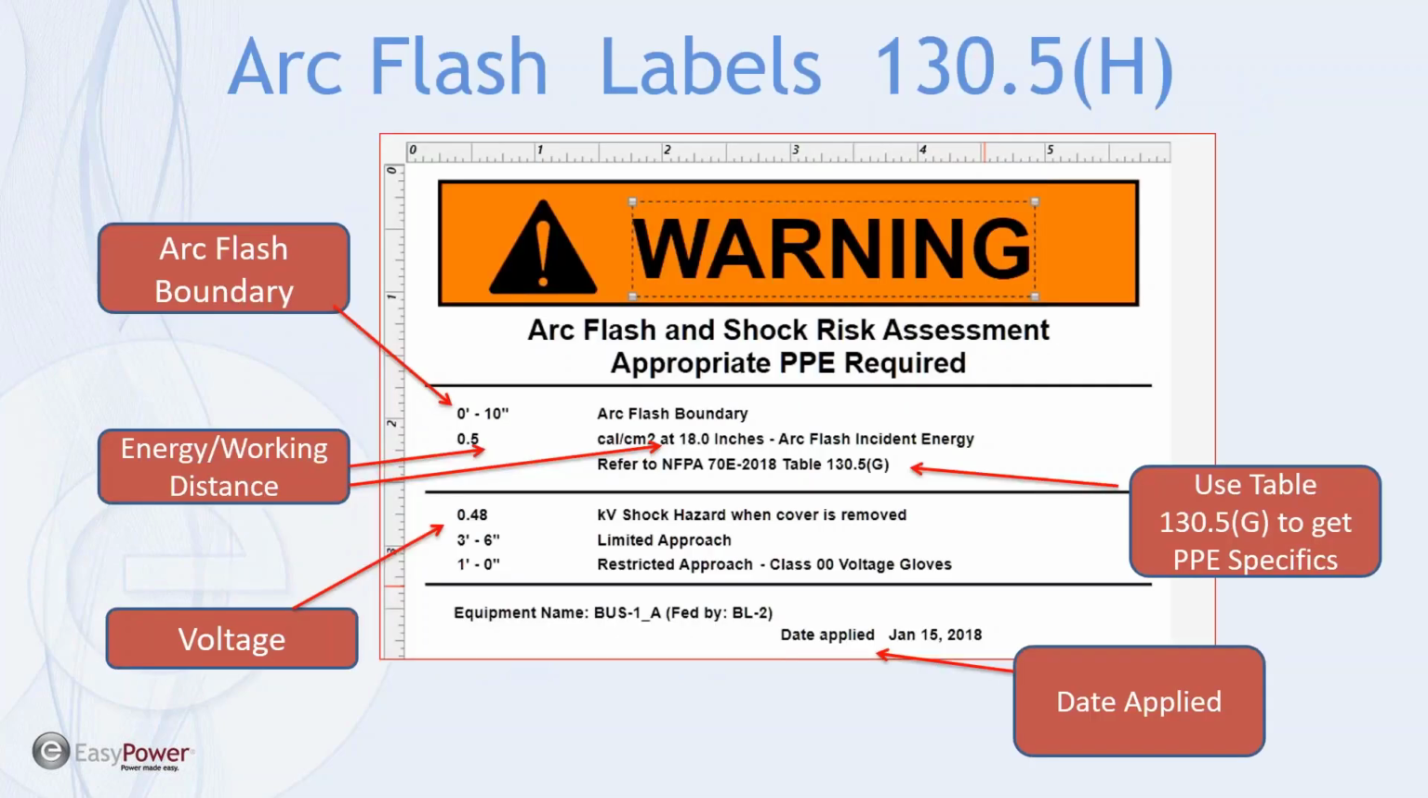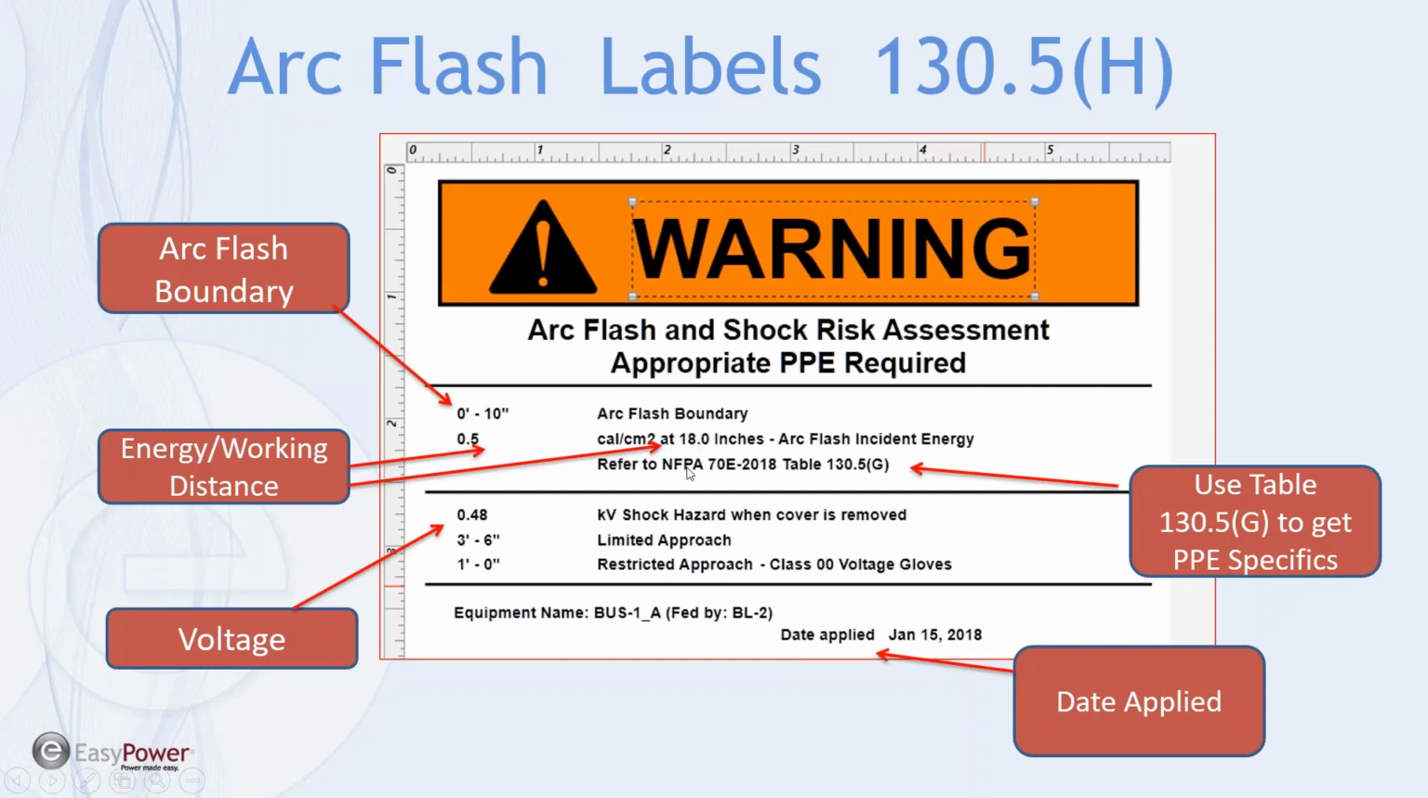So here's what a typical example looks like, showing the arc flash boundary and working distance. In this case, the arc flash boundary is 10 inches, the incident energy is 0.5 calories, and the working distance is 18 inches.